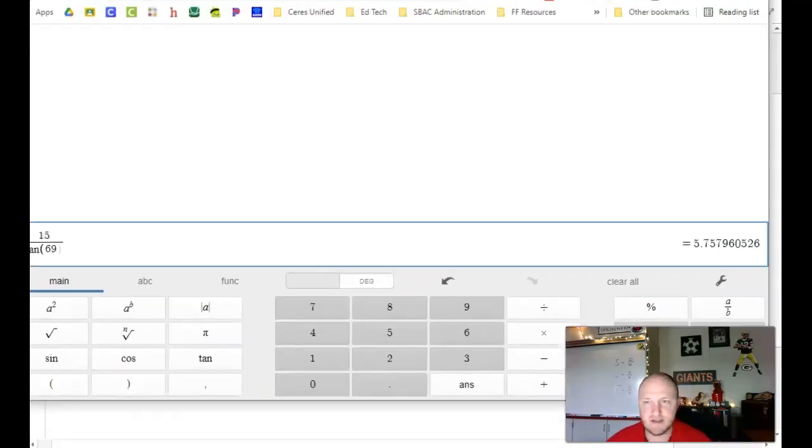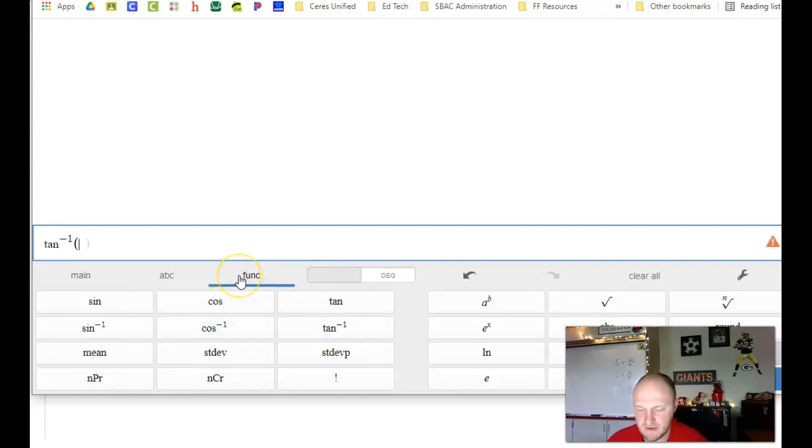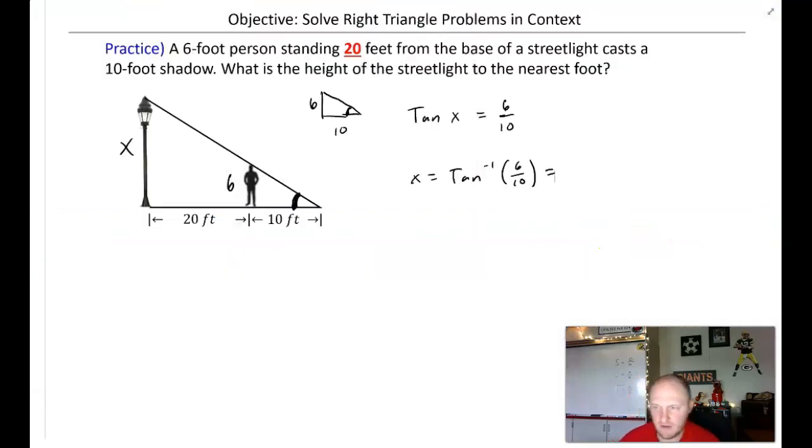So computing this, we get tan inverse of 6 divided by 10. We get about 31 degrees. So this is approximately 31 degrees. So right here, 31 degrees. Okay, so pause the video if you did not solve the original question. They say, what's the height of the street light? So you should have enough information now. Go ahead and give it one more go.